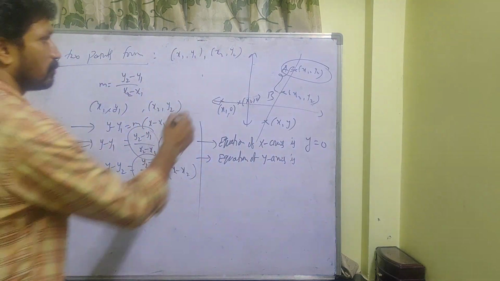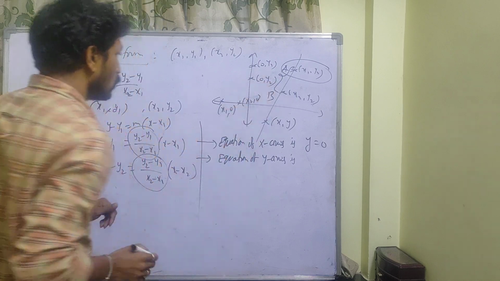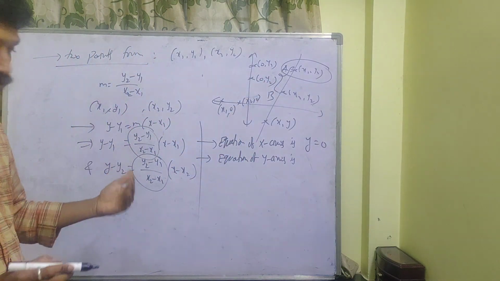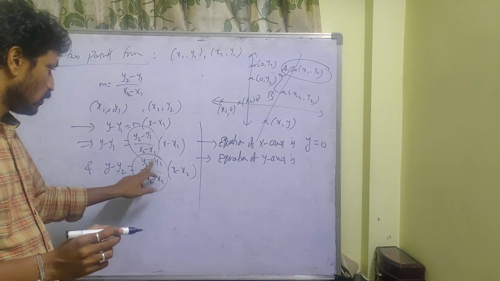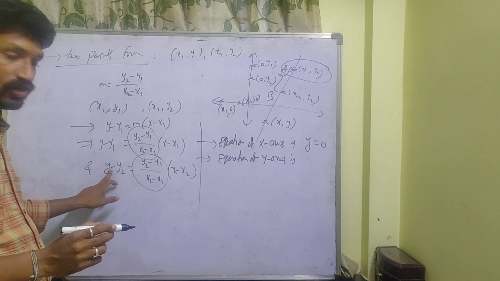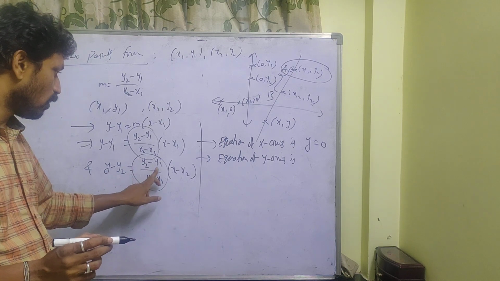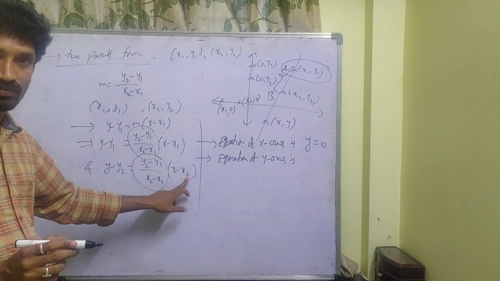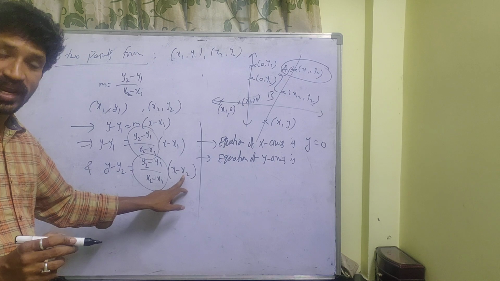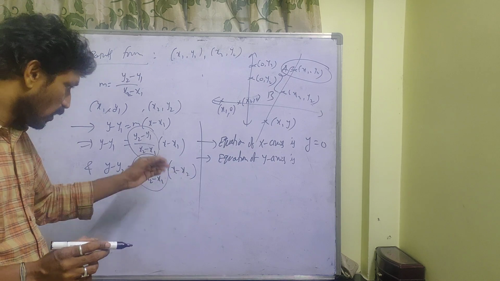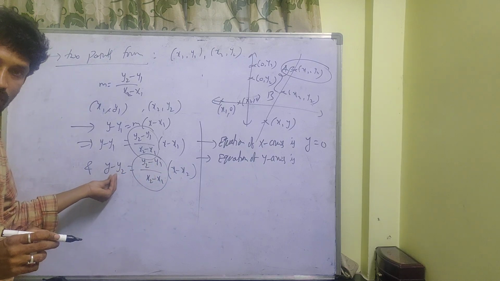See, the equation of the y-axis means any 2 points will be (0, y1) and (0, y2). So both x1 and x2 are zeros. Using the two-point form, the slope will be something by 0. Cross multiplication: 0 into (y minus y2) is 0 only, so we have (y2 minus y1) into (x minus x2). Here x2 is also 0. So at last we have (x minus x2) into (y2 minus y1) is equal to 0.